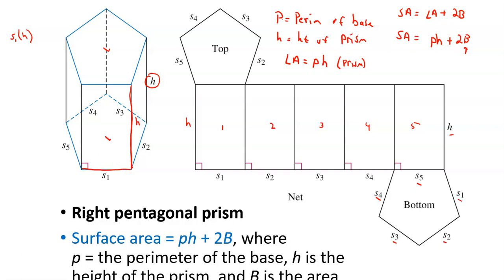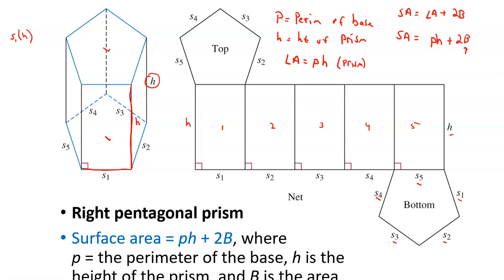So if I had a rectangular prism, the area of the base is length times width. If it were a regular pentagonal prism, then I could use 1/2 apothem times perimeter of the base to figure out what the area of that base is. So I'm going to leave that as just the capital B.